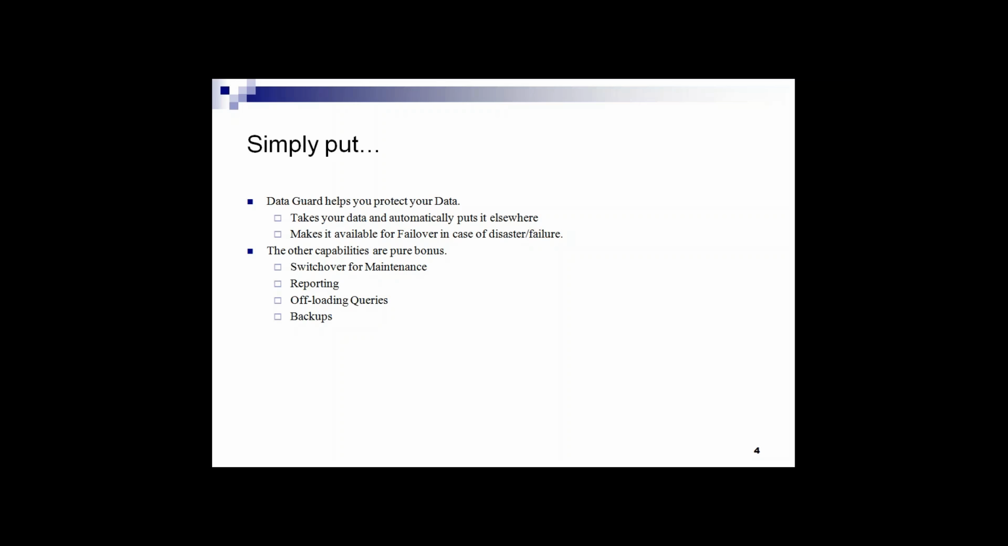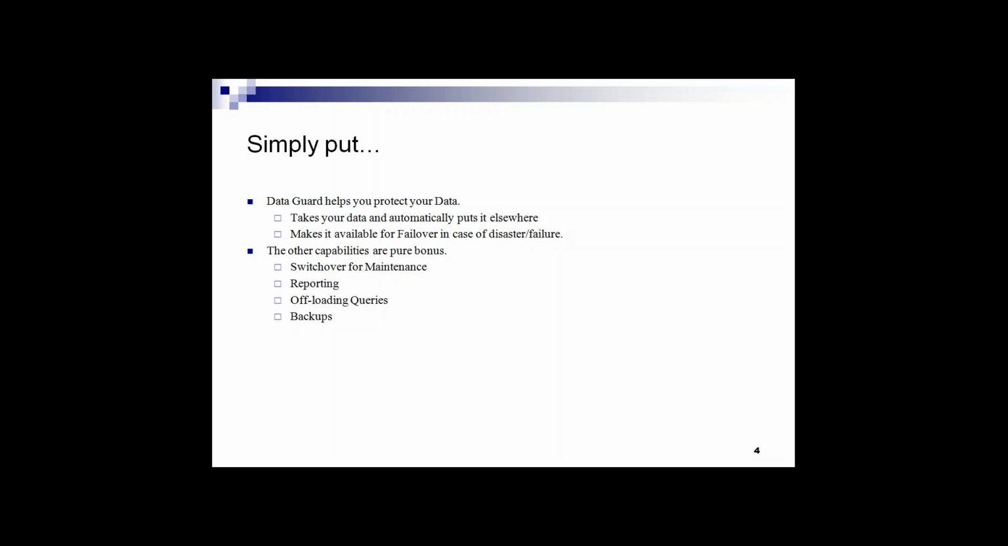So we will apply a patch on the first DR side, and then again we will perform a switchover. Then we can perform a patch on another side. So like this, we can use it for a maintenance purpose. Reporting, like I've already mentioned, we can use the DR side for the reporting purpose also.